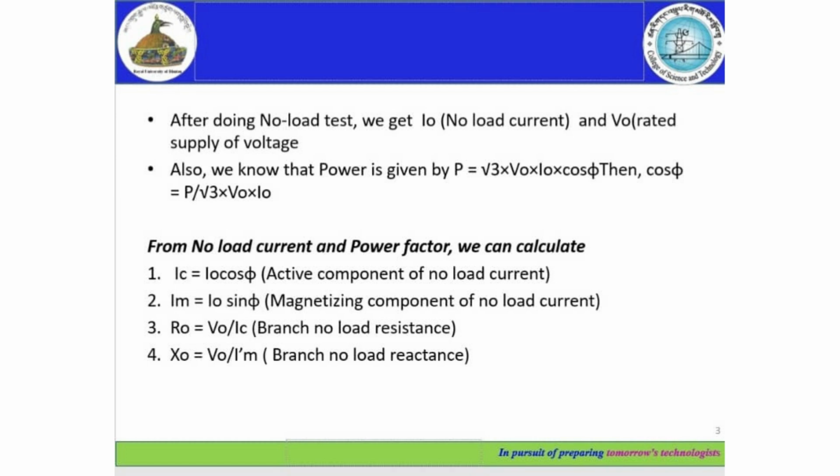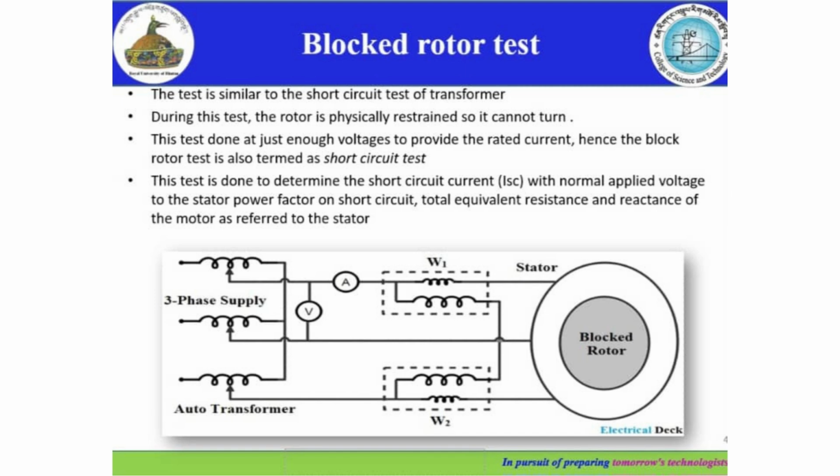And we also find R0, which is equals to V0 divided by IC. They are also called branch no-load resistance. And also we can calculate X0, which is equals to V0 divided by IM. They are called as the branch no-load reactance. So now I'll be talking about the block rotor test.